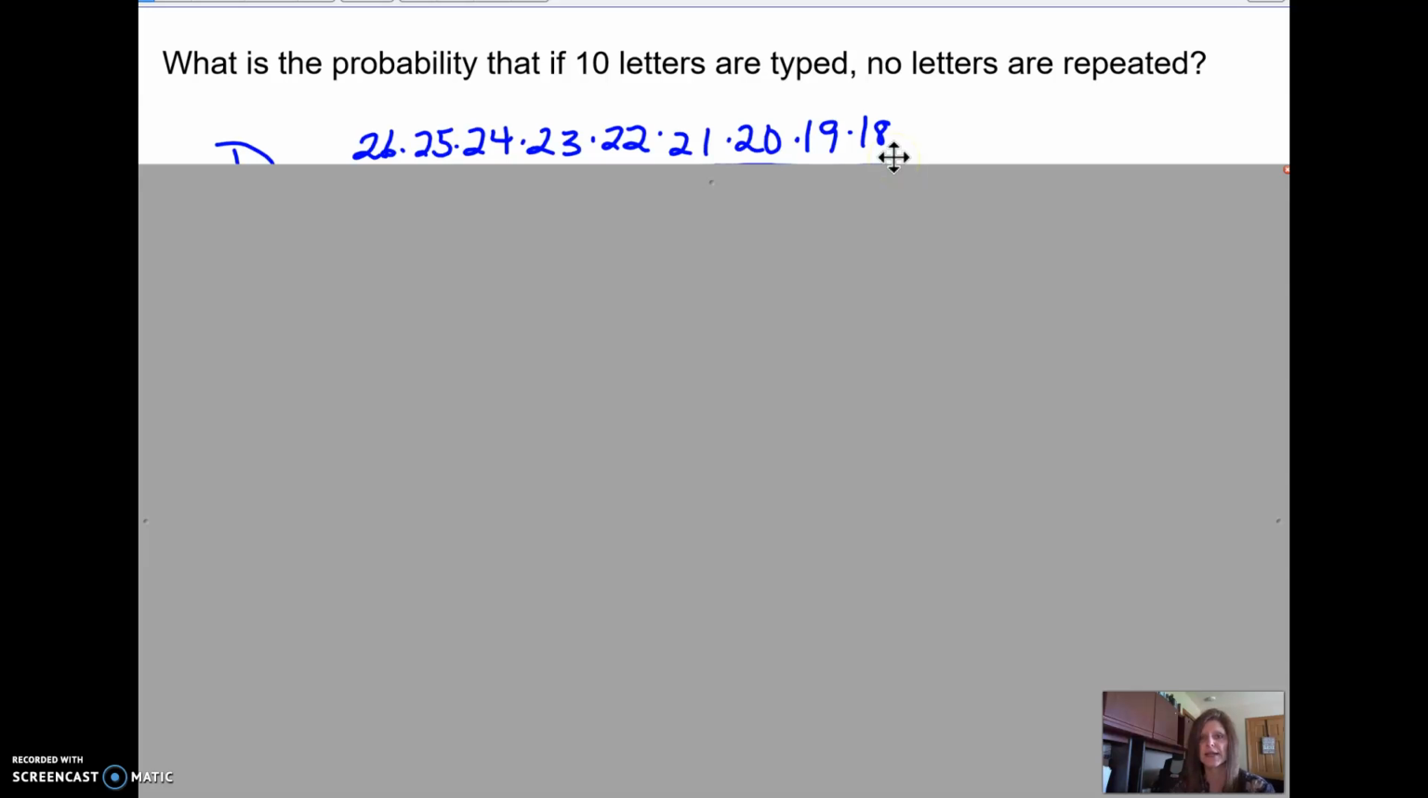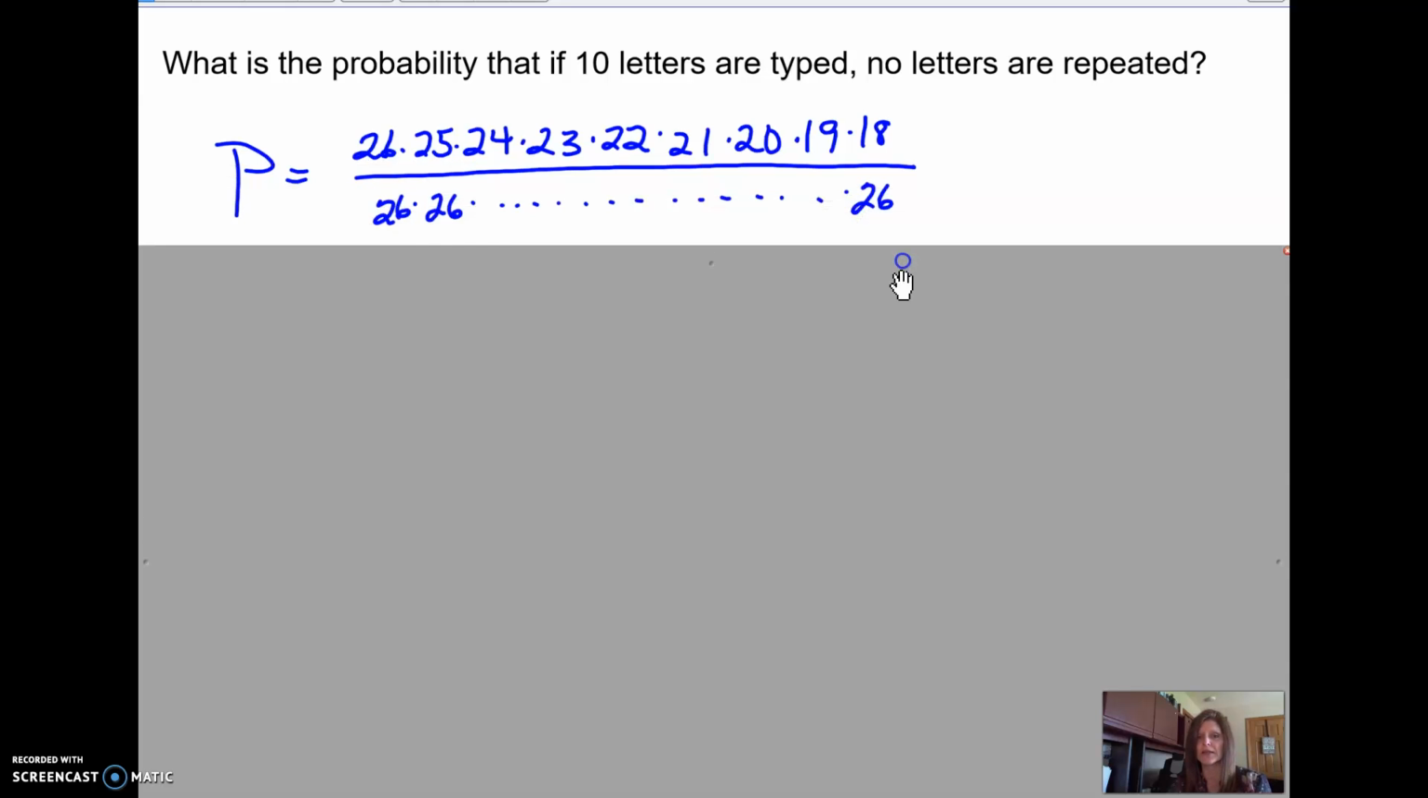It's kind of tedious to write out, but it works. That's just using our fundamental counting principle. Then that's the number of favorable outcomes, 10 letters, no repeats. We need to divide that by the total number of outcomes. Well, the total number of outcomes is 10 letter words with repeats. If we repeat, that means it's 26 times 26 times 26, etc., down to 26, 10 times.